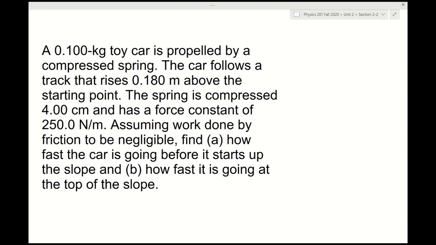Now, we're not going to necessarily go into the details of springs just yet. This is kind of a heavy-handed idea to get you thinking about where the energy or the work is coming from. So we can say it's 250 newtons per meter times 4 times 10 to the minus 2 meters.